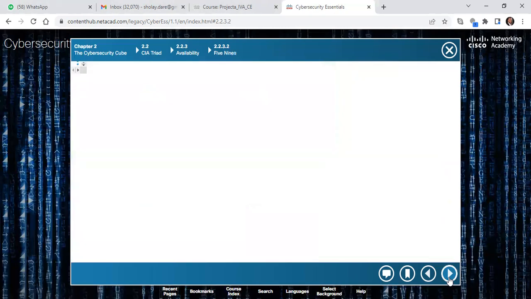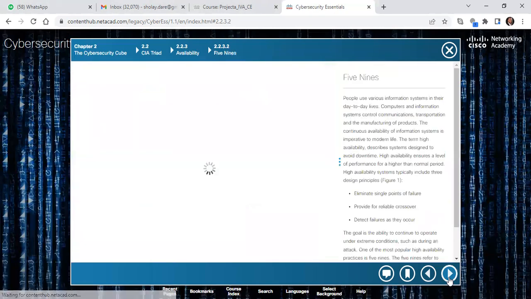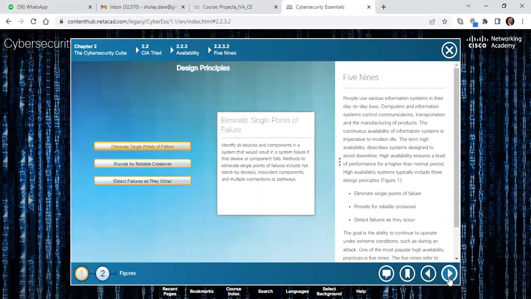So let's look at the 5 nines. Eliminate single points of failure. Provide for reliable crossover and detect failures as they occur.